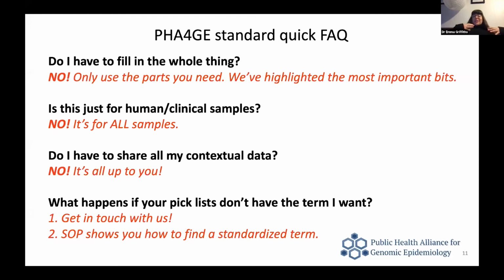What happens if the pick lists that we offer don't have the terms that you need? This is a great question that we get asked quite often. One of the things you can do is you can get in touch with us, and we'll provide you with the links to do that. Alan already has. The second option is that the curation SOP tells you step by step how to find a standardized term in existing ontologies. So it'll tell you how to go to the ontology lookup service and find a term for yourself. So that sort of empowers you to find the fields and terms that you need as well.